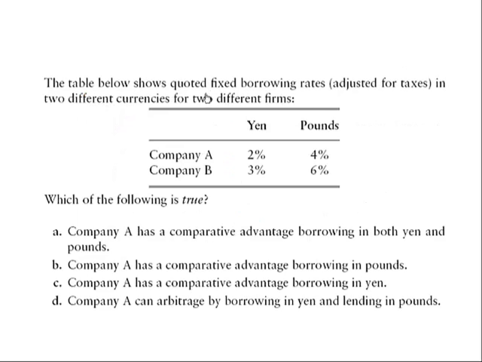The table below shows quoted fixed borrowing rates in two different currencies for two different firms. So company A can borrow in yen at 2% and in pounds at 4%, and 3% and 6% for company B. Which of the following is true? Company A has a comparative advantage borrowing in both yen and pounds. That is incorrect. It doesn't have a comparative advantage. Comparative means relative. It has an absolute advantage in both.